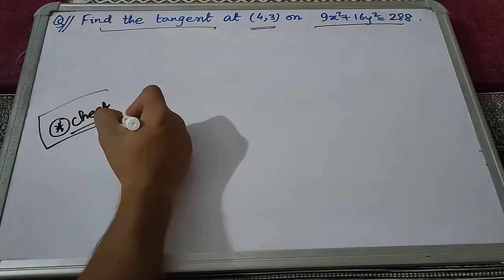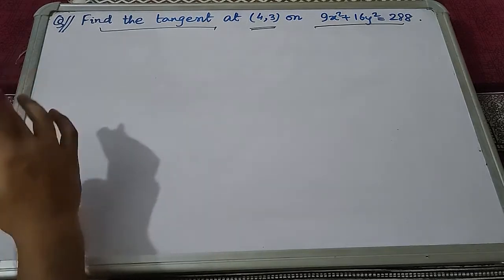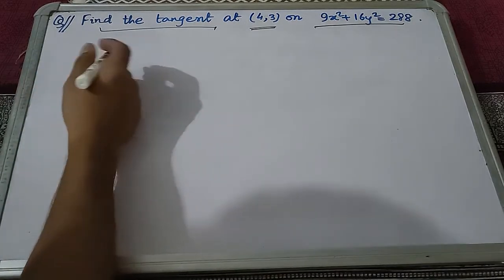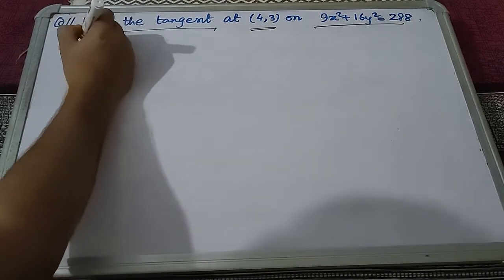This checking is very important, otherwise you will get the question wrong. I will show you another example. Okay, first let us solve this. Does it lie? So let us check. 9, this is the LHS.